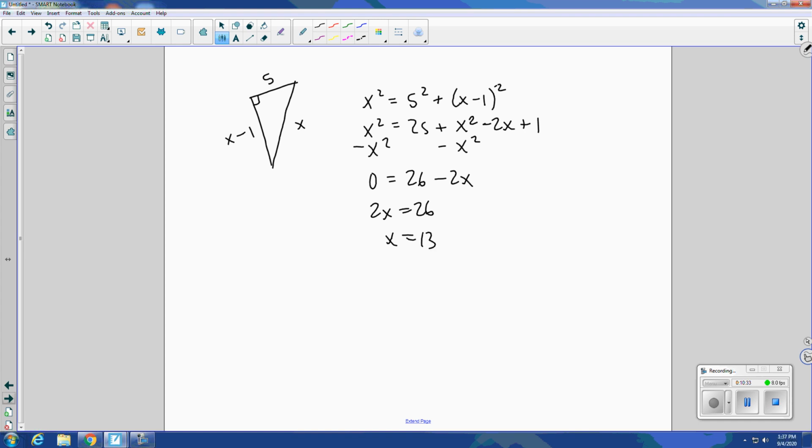So if x equals 13, then the side lengths for my triangle are 5, 12, and 13. So there was an example where I was able to find two missing sides, even though I was only given one. So Pythagorean theorem can come into play in certain scenarios like the one I just showed. And that is where I will conclude Pythagorean theorem.